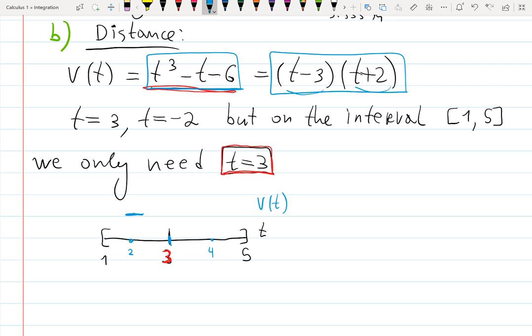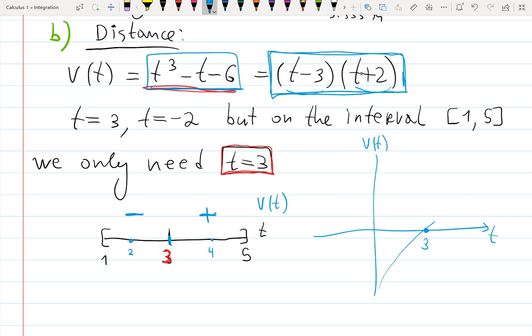Here I will check 4. Plugging 4 into this box again, 4 minus 3 is positive, 4 plus 2 is positive, so positive. That means on the graph of the function, here's t, here's v of t, and here's 3. The function was first negative, and then it became positive. That's the idea. Then the area over here, from 1 to 3, is negative. From 3 to 5, the area is positive.